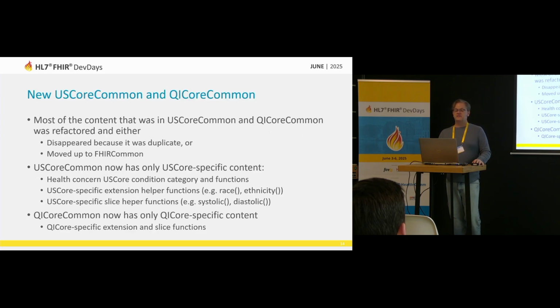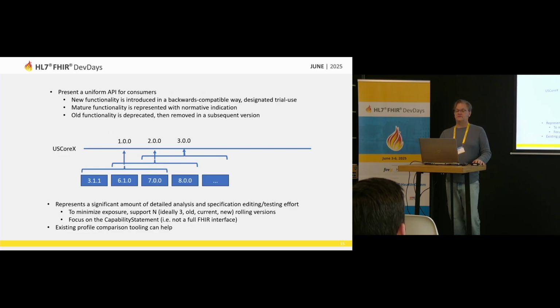So that means in the new US Core and QI Core Common, most of the content that was in there was refactored and either disappeared because it was duplicate, or it moved up into FHIR Common. US Core Common now only has US Core specific content, so there's only a handful of functions in it, and QI Core Common now only has QI Core specific extension functions. The goal there is to present a uniform API for consumers.